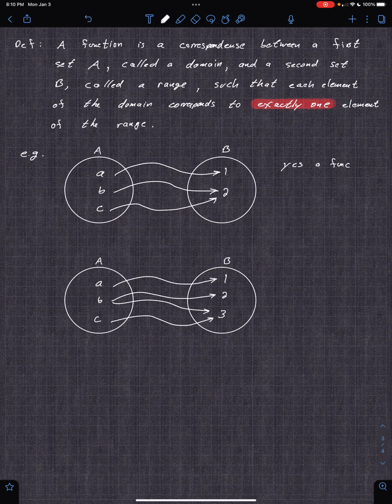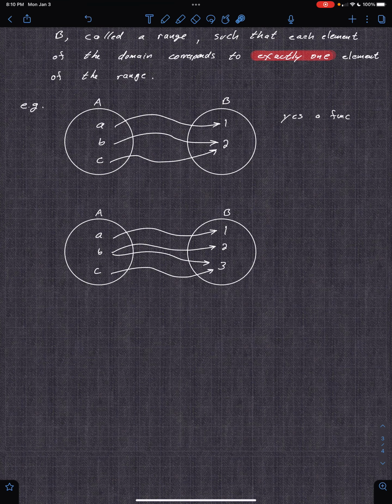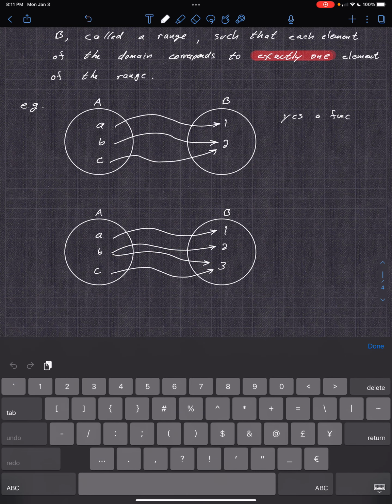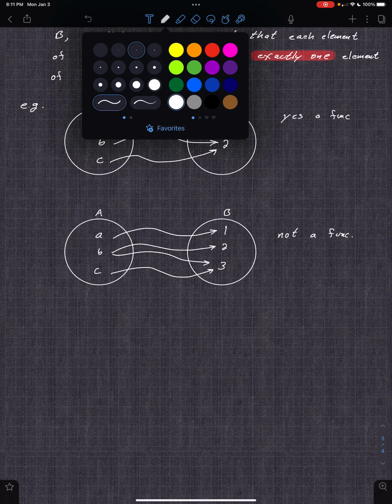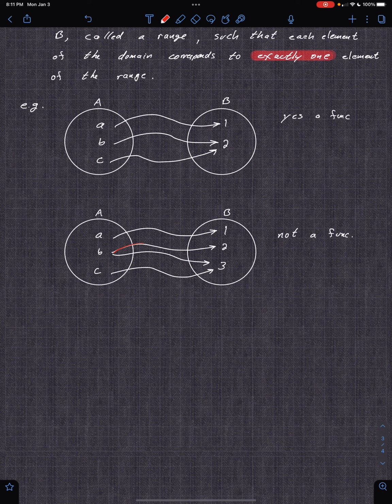Now, down here, as I was basically saying, A corresponds to exactly one. Does B correspond to exactly one thing? And of course it doesn't. B is corresponding to two different things. So that is the problem. That means it's not a function. So it fails right here. This is the failure, that B is corresponding to two different things here.